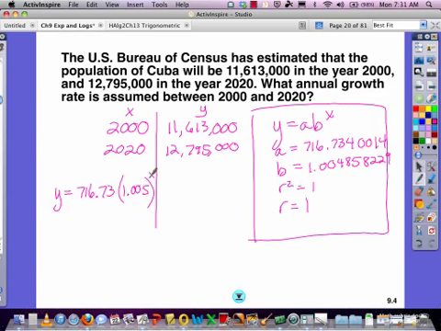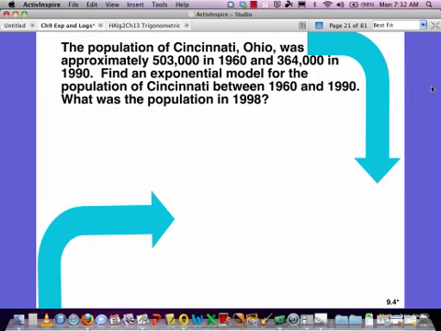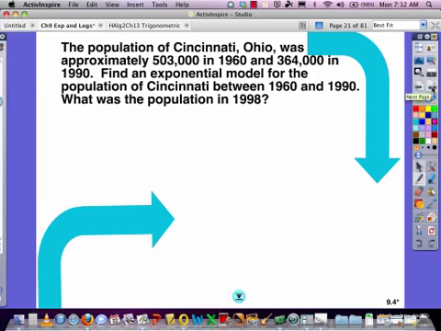So right now, that is an exponential growth equation that appears to be fitting this data fairly nicely. And again, this is because we did exponential regression, choice 0 on your list. Okay, with that, the only other possibility would say the population of Cincinnati, Ohio was approximately this amount.